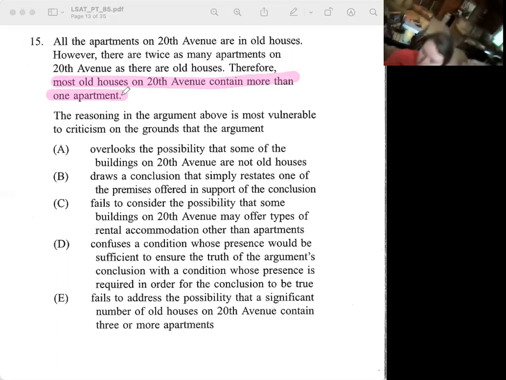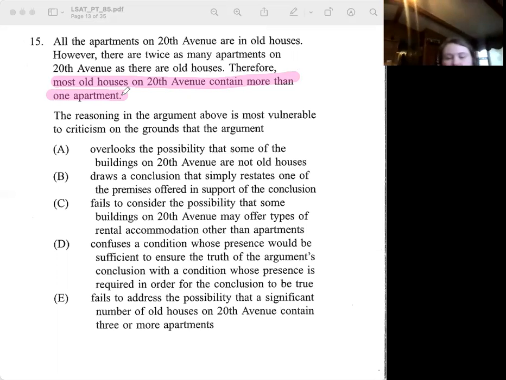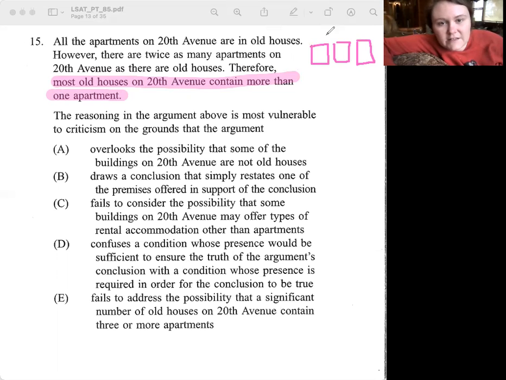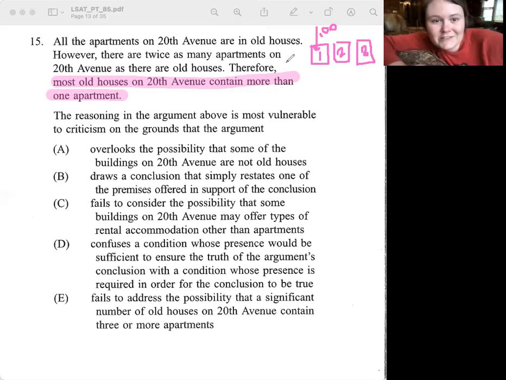What is the flaw here that you think before you even got to the answer choices? I think my flaw was just, what if there are apartment complexes that aren't old houses? Right, like what if these are our three old houses and this old house has 100 apartments in it? But there's house one, house two, and house three. This is the most basic, right? But most old houses do not have to have more than one, if one old house has a majority of them.